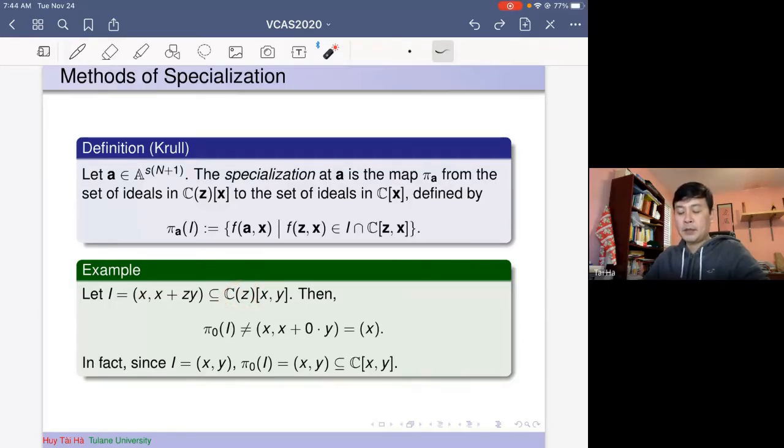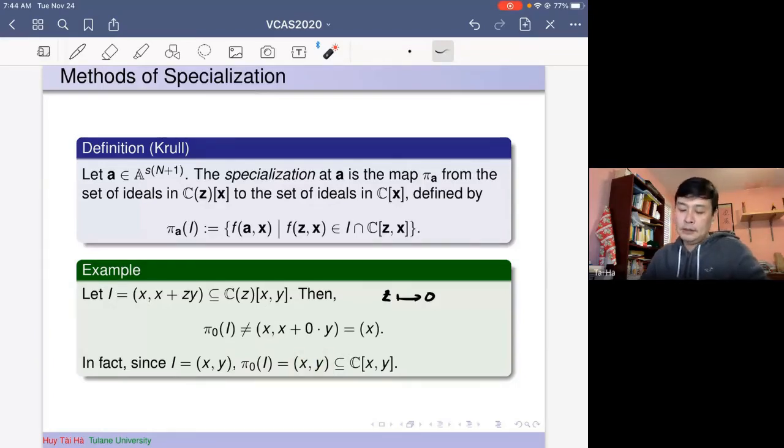Then specializing the ideal when z goes to 0, right? So here we are looking at z maps to 0. That is not the same as just substituting z equal to 0 into the generators, because if you do so, then we just get the ideal x. However, I has another collection of generators, which is given by x and y, and for that we actually have the specialization of I being x and y.